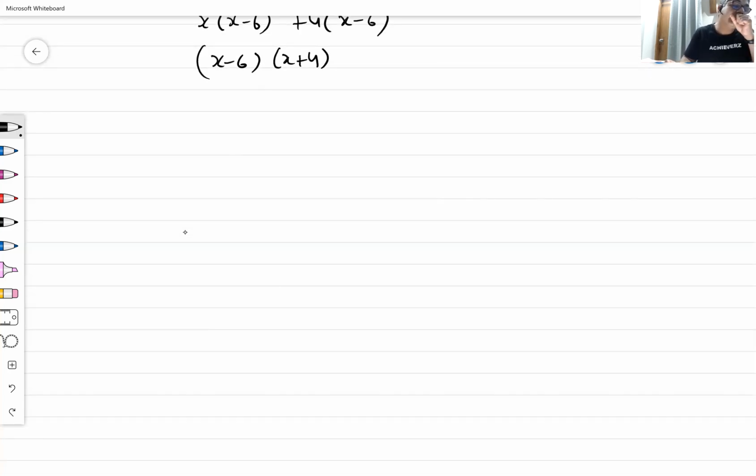Okay, what should I take then? Hmm. Okay. Let's say y square minus 3. Oh no. It should be minus 3y minus 40. Let's see who does it.